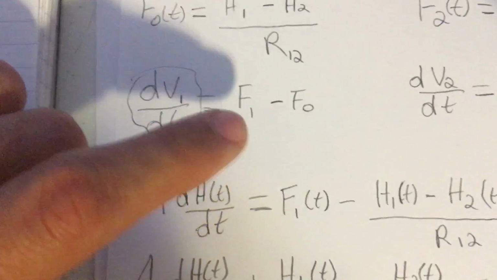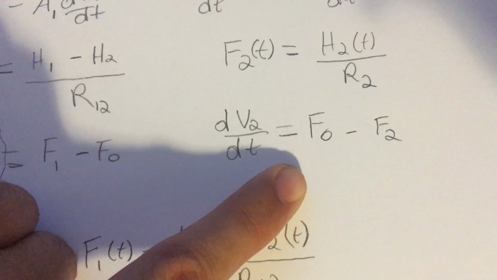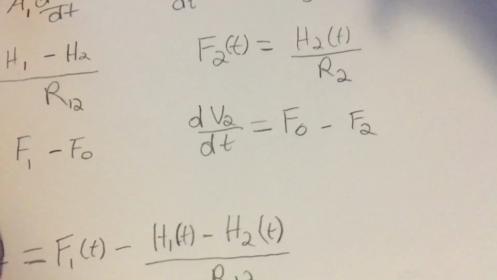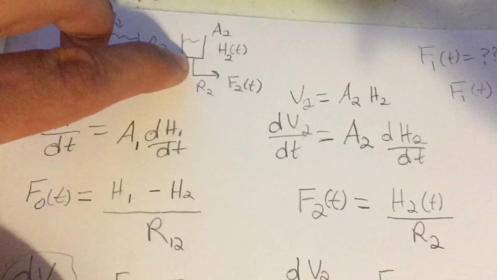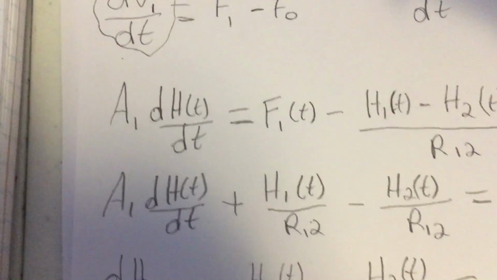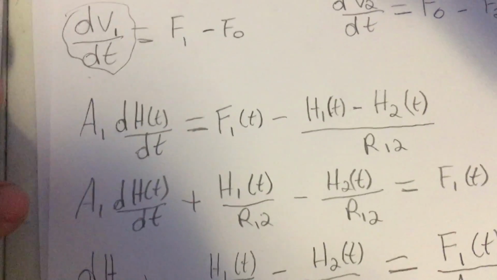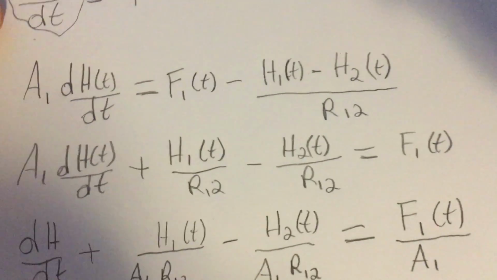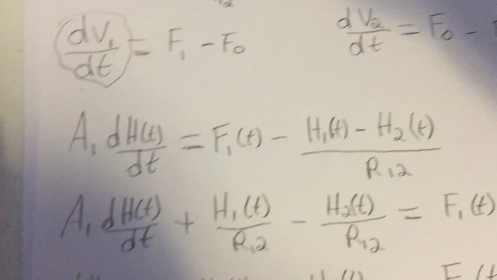So this is basically where that formula comes from, and we do the same for the other tank. The flow rate in, which is going to be F2 for tank 2, minus the flow rate out. So hopefully that makes sense to you guys. And now we're going to move on to how we get to our first formula for part B of 1.2.